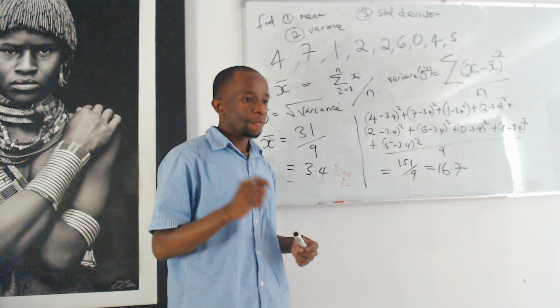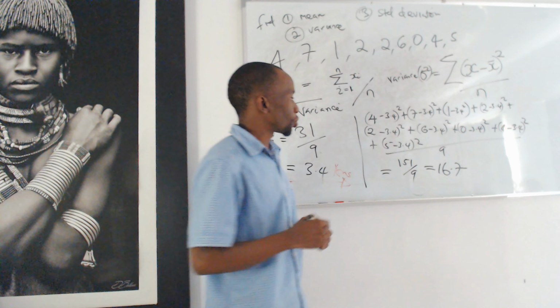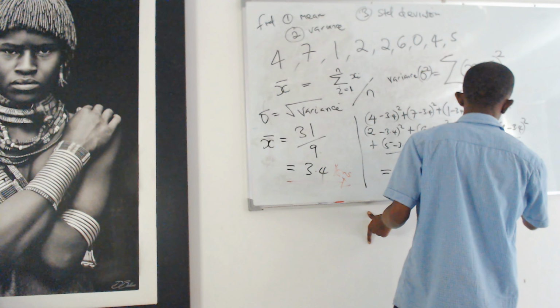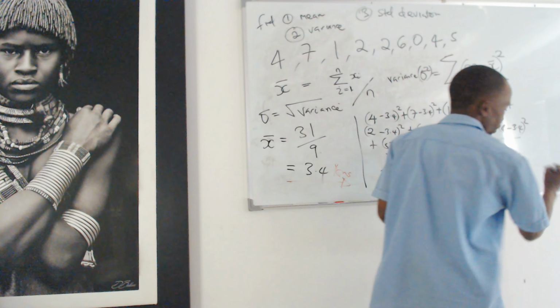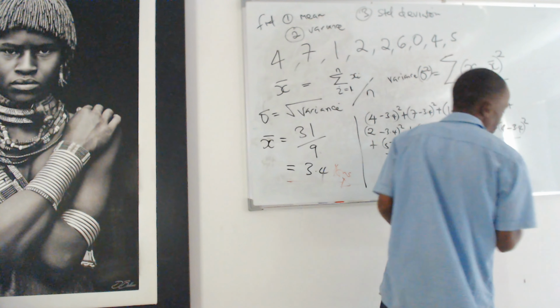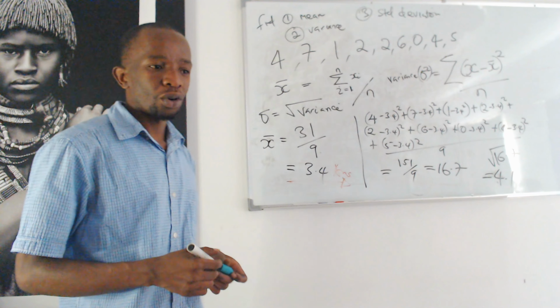And finally, our standard deviation. We are going to take the square root of 16.7. The square root of 16 is equal to 4, so it is simply 4.1. So there you go, guys.